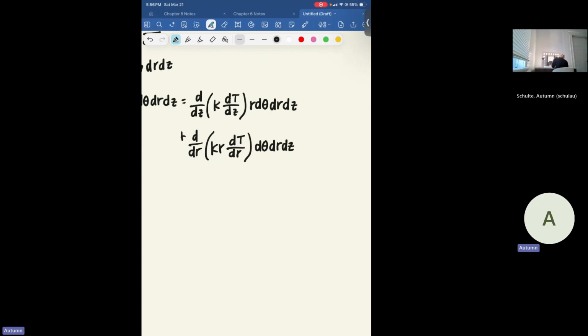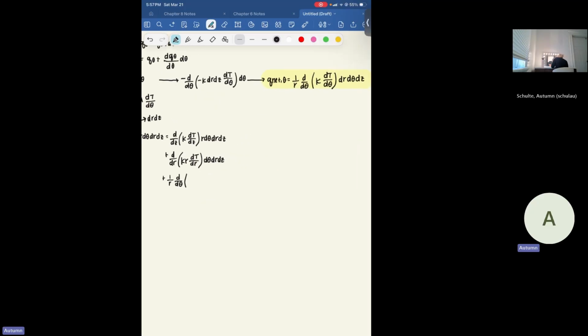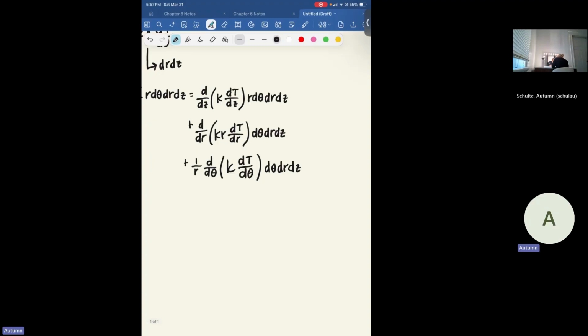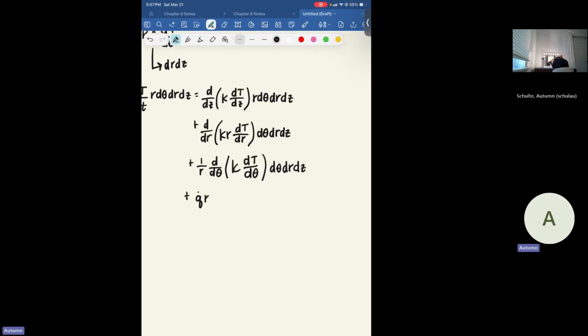Finally, for our angular direction, this was 1 over our radius times the differential in our angular direction multiplied by our thermal conductivity multiplied by the change in temperature with respect to θ times dr dθ dz. And of course, we can't forget about the addition of our energy generation term, which was the heat flow per volume, Q dot, multiplied by our differential volume, r dθ dr dz.